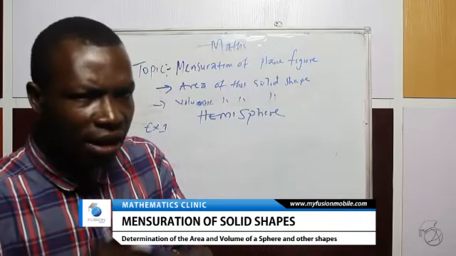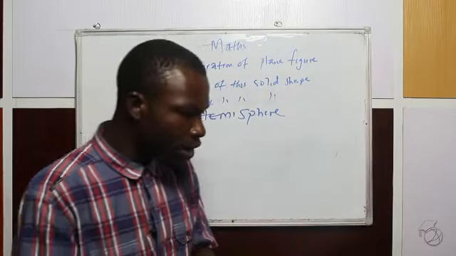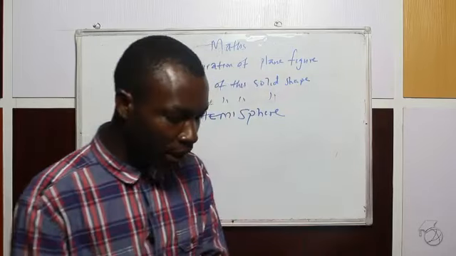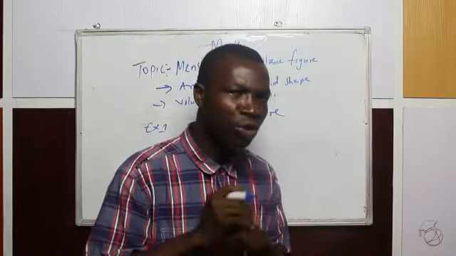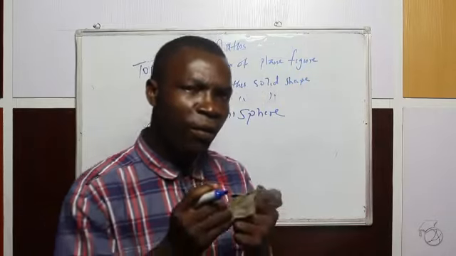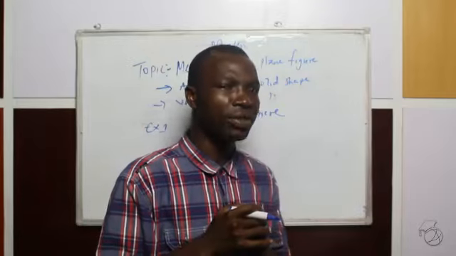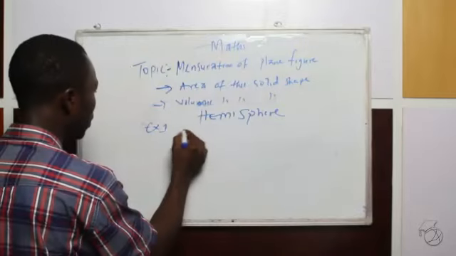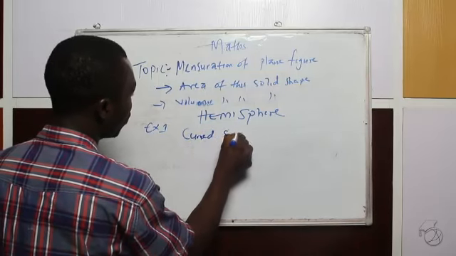Now, we know that the surface area of a hemisphere is 2 pi r squared, but when they mention curved surface area, the curved surface area is different from surface area. That is one thing I want to chip in here today. Curved surface area.